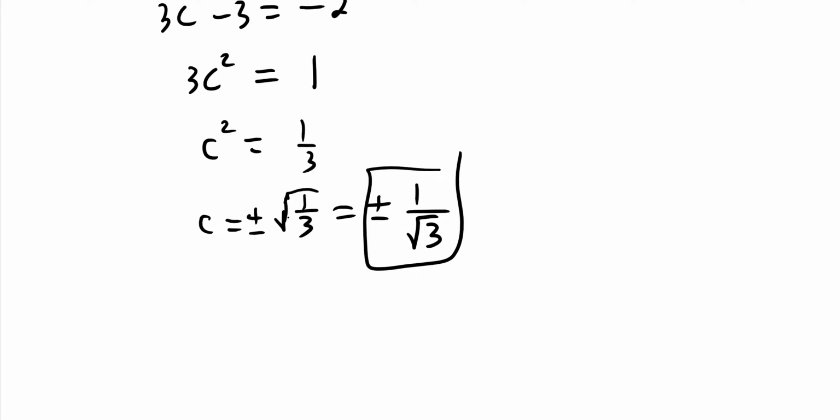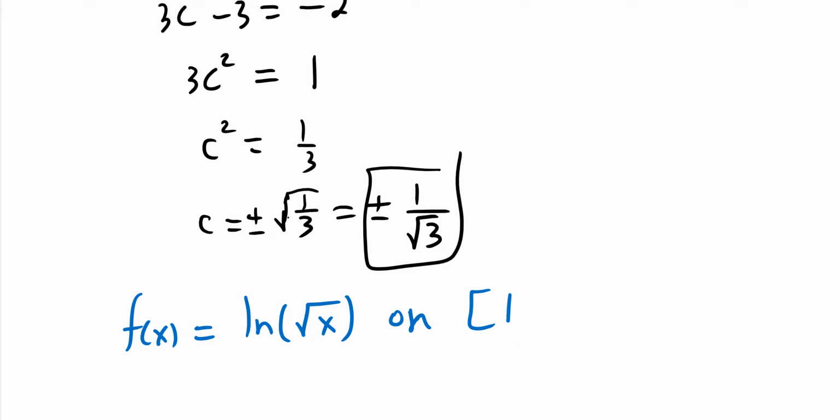Let's look at another example. f of x equals natural log of the square root of x on the interval 1 to e, 2.7.